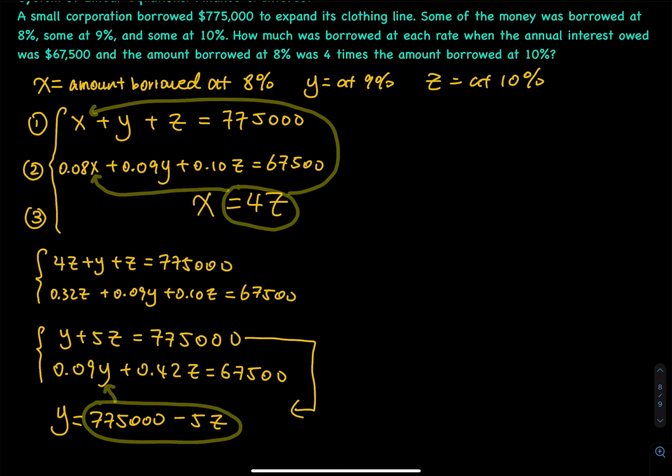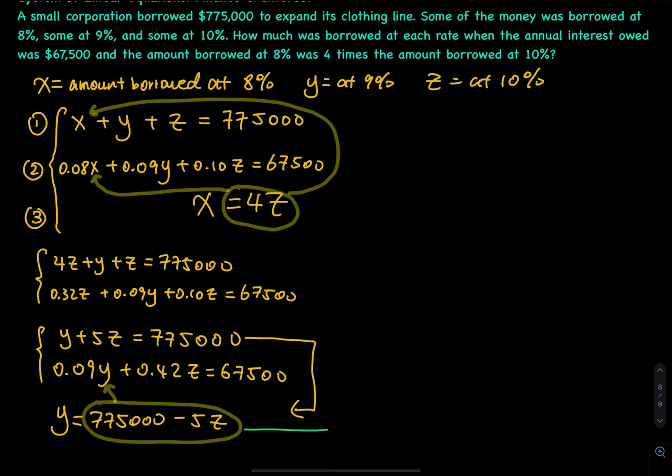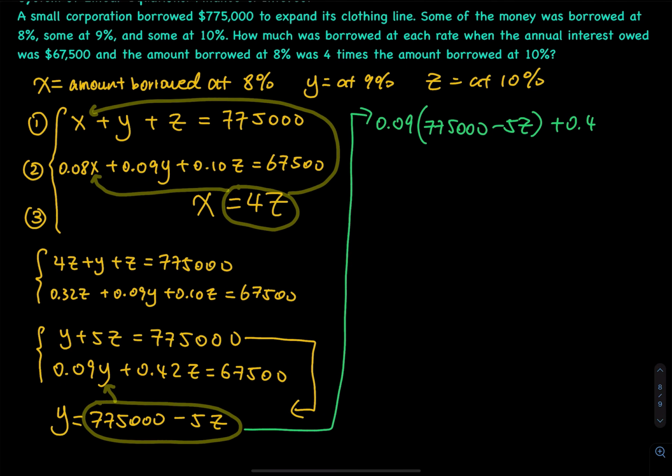Let's do this in a different color, because that represents that we are moving on to a new stage, right? So let's do that in green. After I substitute this y into that y, I have 0.09 times y, which is in terms of z: 775,000 minus 5z, and then plus 0.42z equals the total amount of interest.